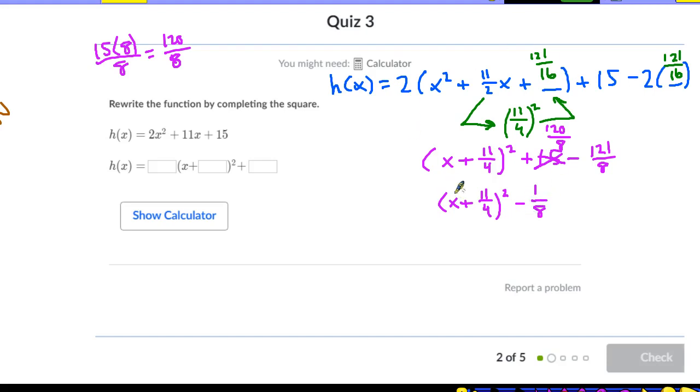Now, it all looked kind of scary, but in the end it's not that bad. Don't forget the 2 out in front, so that's still 2 there. So now here's what I do. I put a 2 here, I put 11 over 4 here, and I put negative 1 over 8 here. And then, of course, I say a little prayer. Alright, anyways, that's a complicated one. Not everyone needs to do it, but I at least wanted to show you the math.